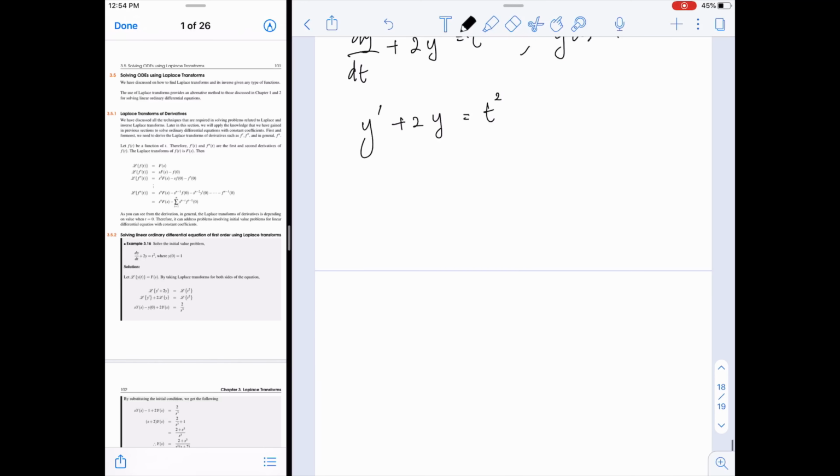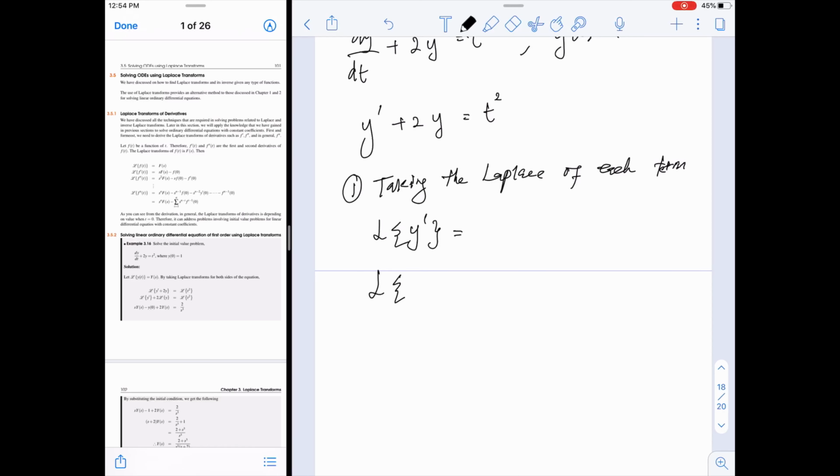The first step to solve the ordinary differential equation is, I just list it down here, you need to take the Laplace of each term. So what you need to do is take the Laplace of y prime, the Laplace of 2y, and also the Laplace of t squared.